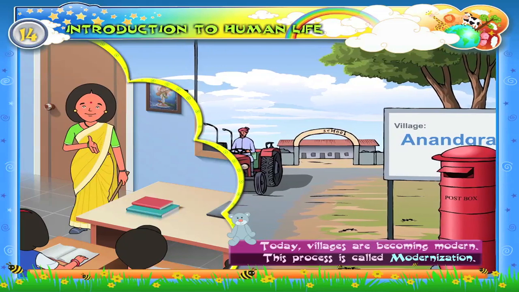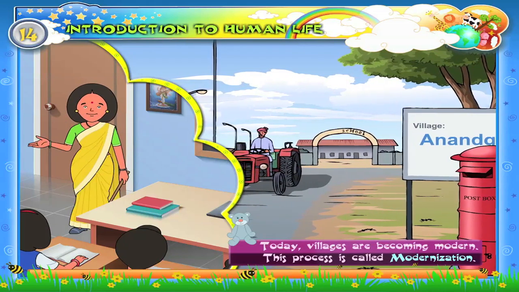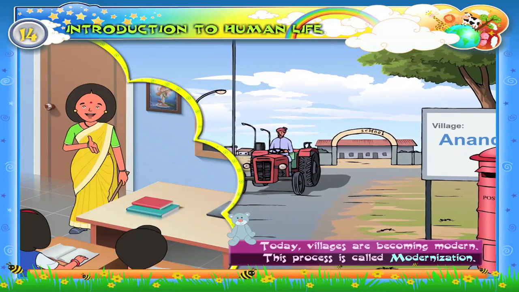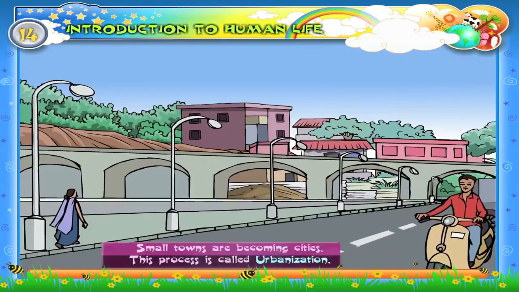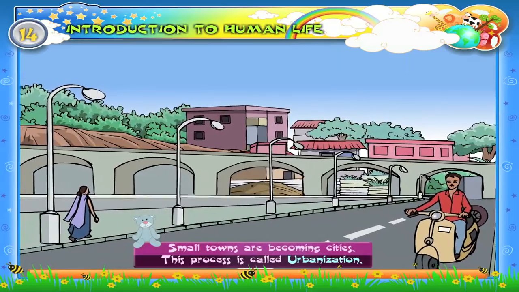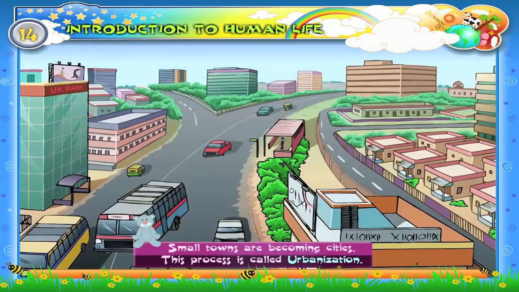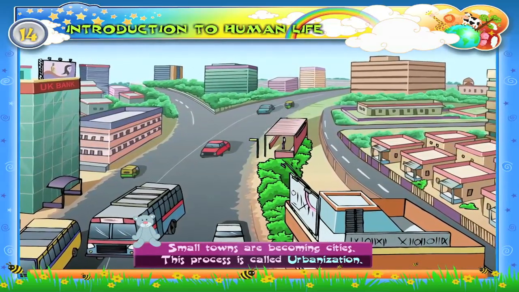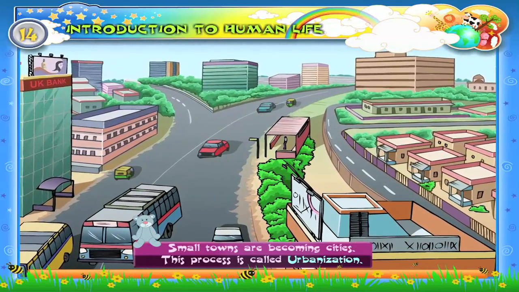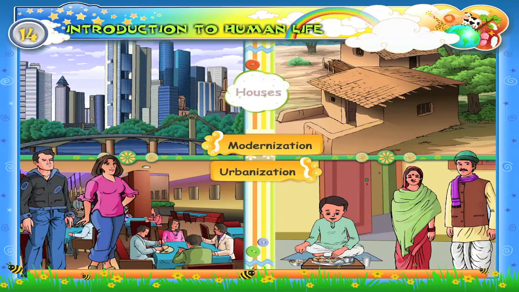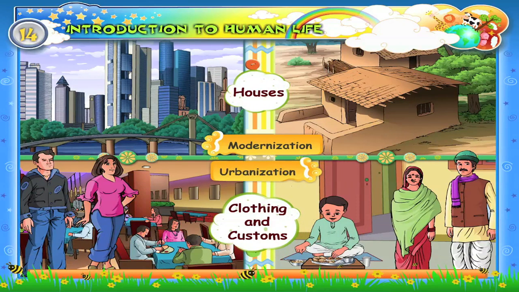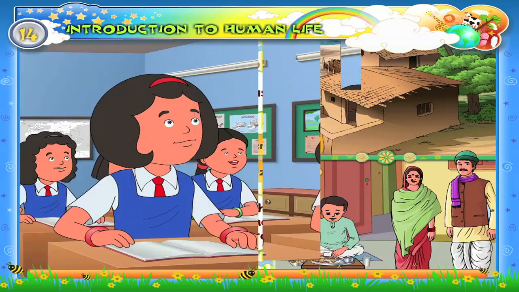Today, villages are becoming modern. This process is called modernization. Small towns are becoming cities. This process is called urbanization. As a result of modernization and urbanization, the houses, clothing, and customs of the rural people are changing.